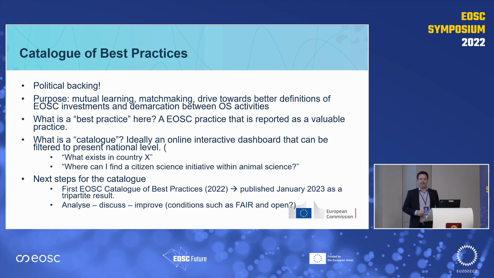You will not find it in the very nice STIP Compass by OECD, which is also a nice tool that shows all the policy documents, etc., maps and stuff. No, the EOSC Observatory will help you with that. Next step for this catalog will, of course, be to compile this into a nice document, because I don't see right now a web page for it. And then we will publish it in January as one of the results of the tripartite collaboration. And after that, we can continue the discussion, analyzing this, discussing it, and ensure that we can improve.